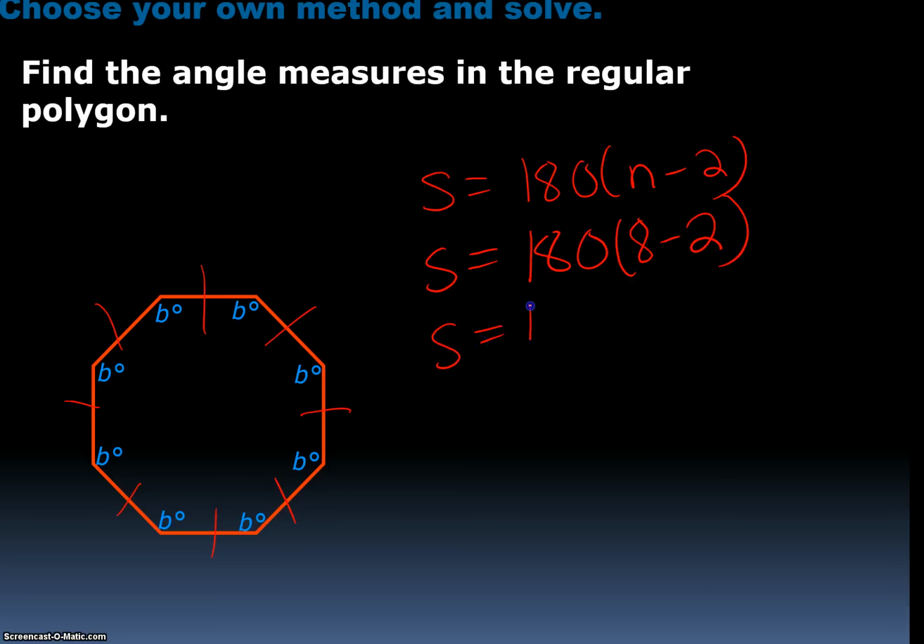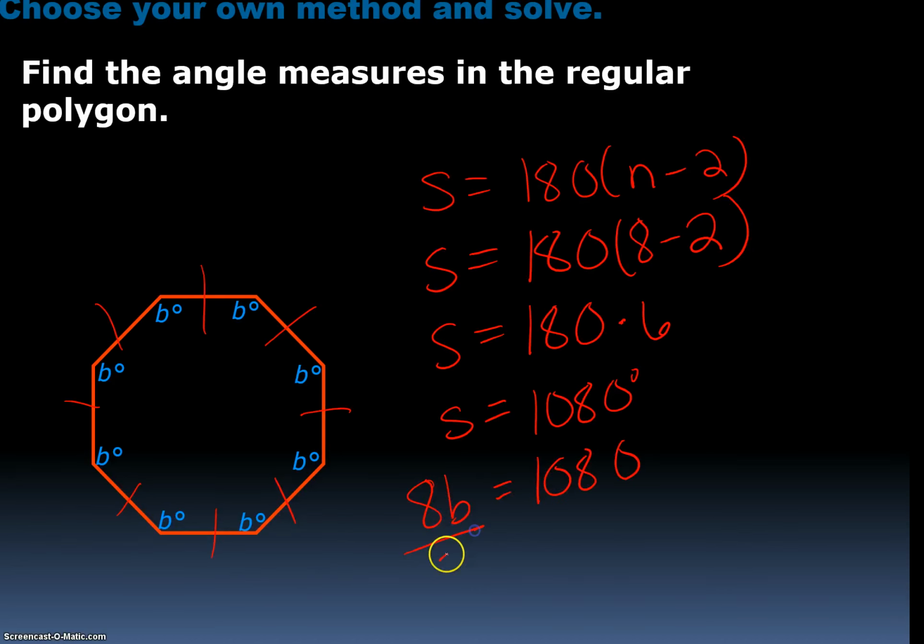8 angles. And if it's a regular octagon, each angle would be exactly the same like it is in this case. So the sum of all the angles is going to be 180 times 6, which is 1080 degrees. If I wanted to find out what each angle would be, I have 8 sides, or 8 angles, all equal. If you divide 1080 by 8, you get each angle equal to 135 degrees.